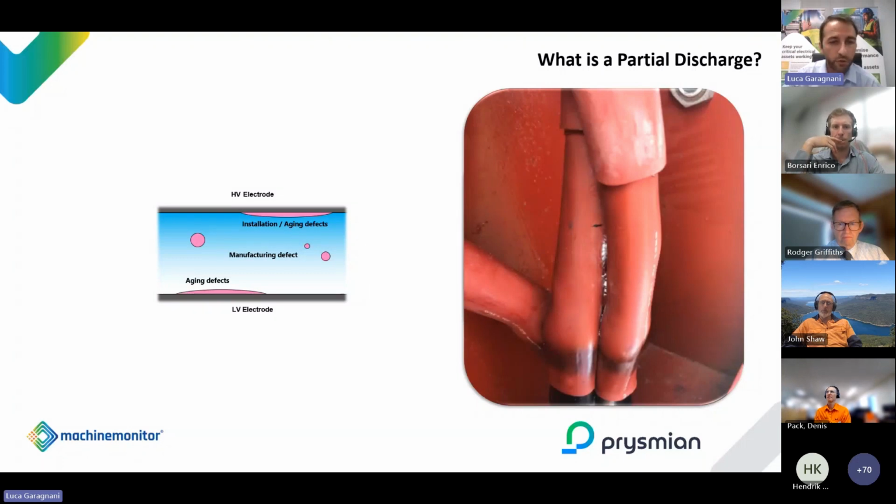And in most of the cases, when we talk about stationary assets like cables, transformers, switchgear, the discharges are actually caused by installation problems.